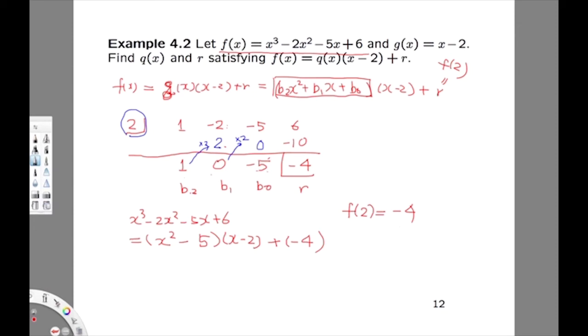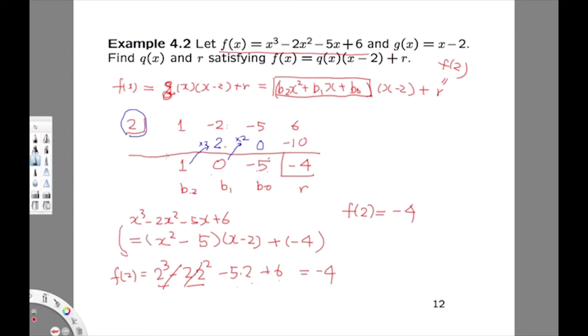If you plug 2 into this, let's check. f of 2 is equal to 2 cubed minus 2 times 2 squared minus 5 times 2 plus 6. But this is 8 and 8 cancels out. You get minus 10 and then plus 6, so you get minus 4. Right? So it's correct.